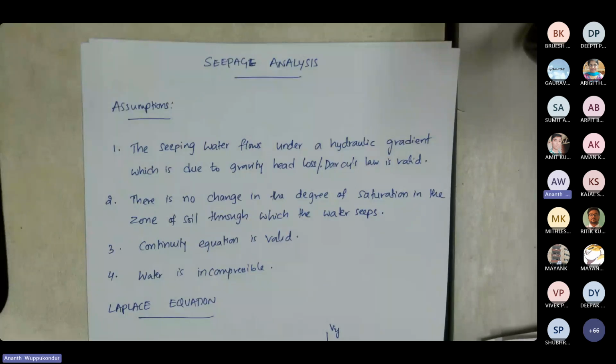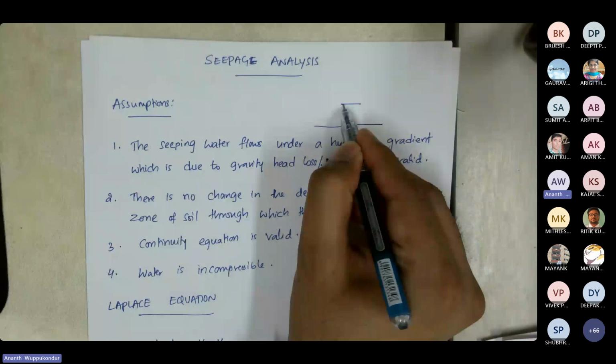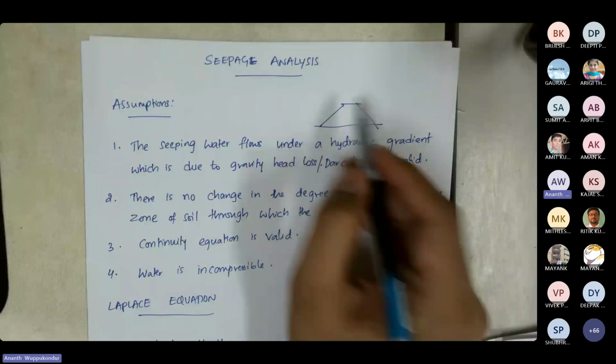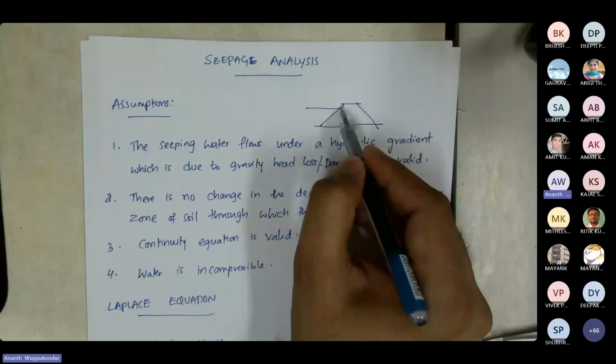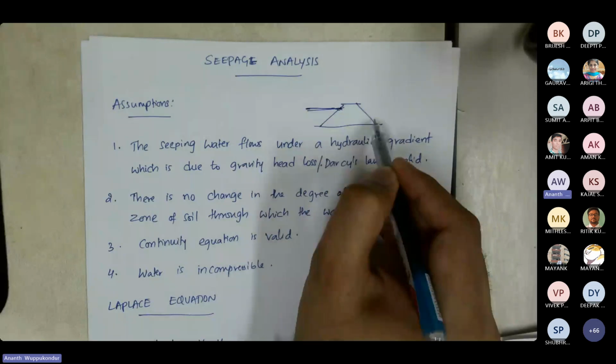And in the seepage analysis, we have some assumptions that we make. The first is we assume that the water is flowing because of the hydraulic gradient, meaning you have a head difference. So let's say this is the embankment here, and this is the upstream water. Then whatever the water is seeping, we assume that because of the head difference from upstream to downstream, the water is being driven.